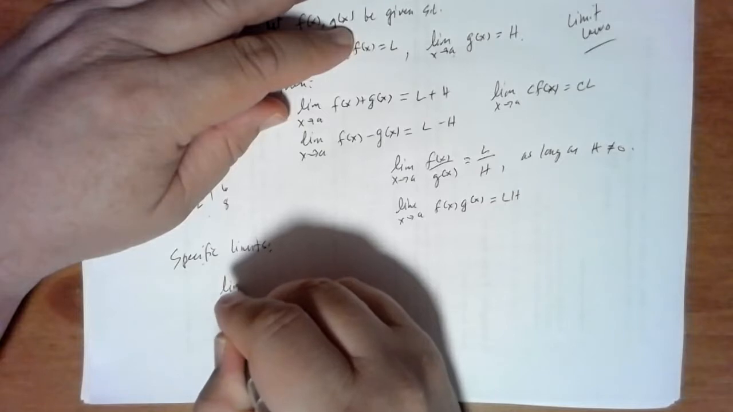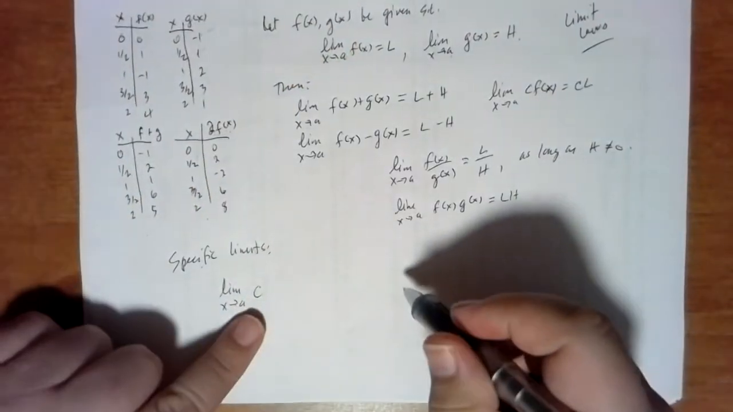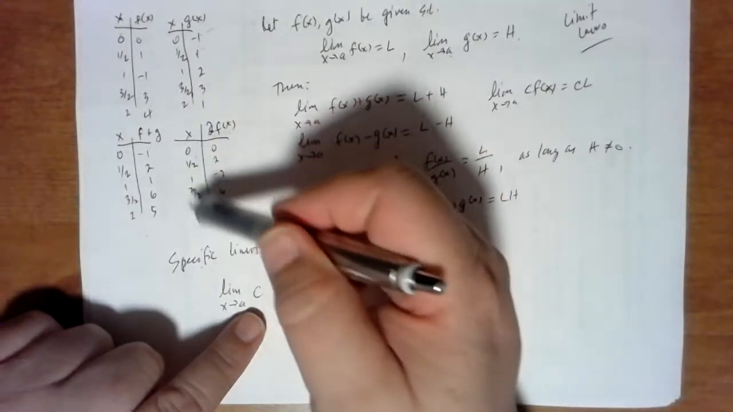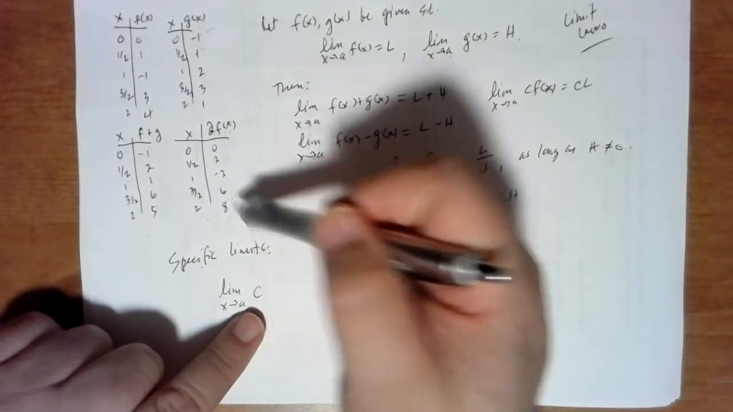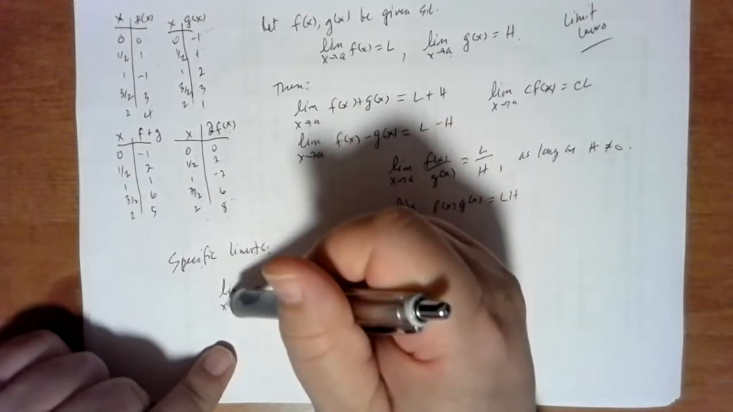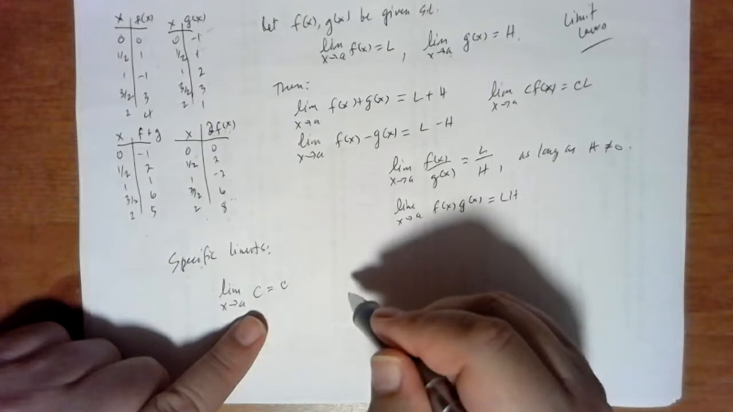These are algebraic limits. The limit as x approaches a of c. Now what is this function? If you were to draw or form a table, what would be on your right hand side? C, C, C, C, C, C, C. So therefore the limit as x approaches a of the function c is just c.